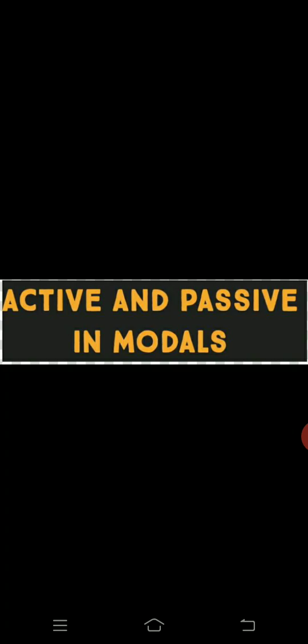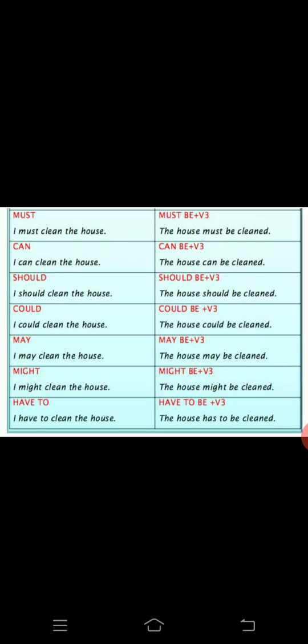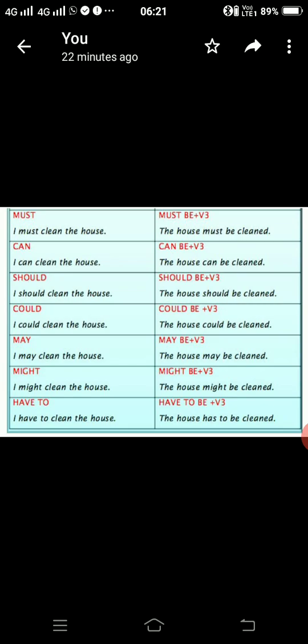Now students, just see active and passive voice in modals. In modals, what happens? Subject, modal, and the passive structure is subject, modal, be, and then the past participle form. Means to say, only in passive voice, after the modal, be is added. Like if it is must, student, then it will be must be and the third form of the verb. If it is can, then it can be, third form of the verb. If it is should be, third form of the verb. Could be, third form of the verb. May be, third form of the verb. Might be, third form of the verb. Have to be, third form of the verb.